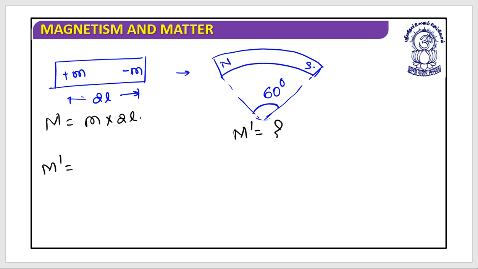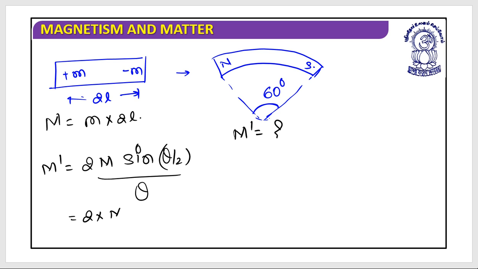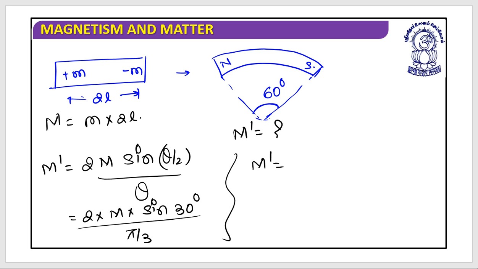It's an m dash that could be equals to 2m into sine of theta by 2 divided by theta. So that could be written as 2 into m into sine of theta by 2. It's a 60 by 2, which is a 30 degree, divide by 60. That could be written as pi by 3. So m dash equals 2 into m into sine 30, which is half, divided by pi by 3. So this is 3m by pi. This is m dash. I hope this is clear.